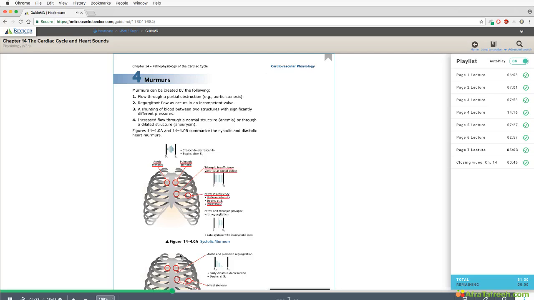So the 2 main murmurs here will be an ejection murmur. You have a crescendo, decrescendo murmur beginning after S1, and a pan-systolic murmur, holosystolic murmur that goes from S1 to S2, a fairly constant intensity. And that will be tricuspid insufficiency or mitral insufficiency.